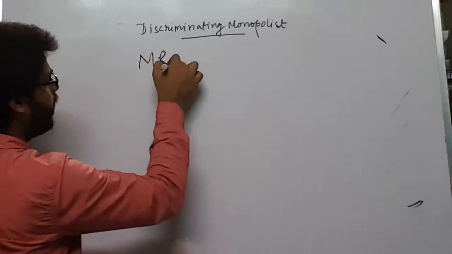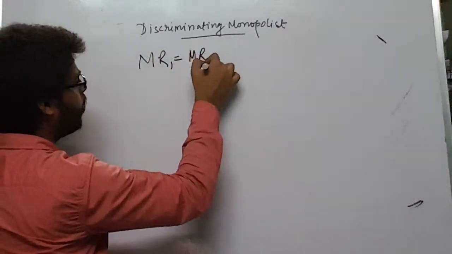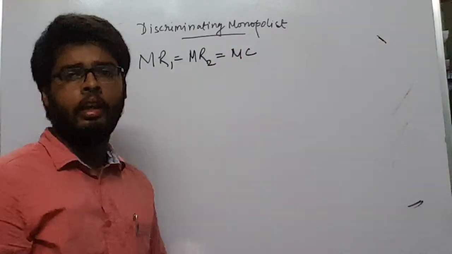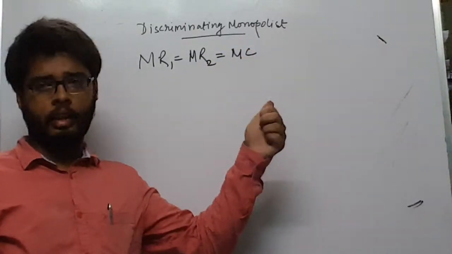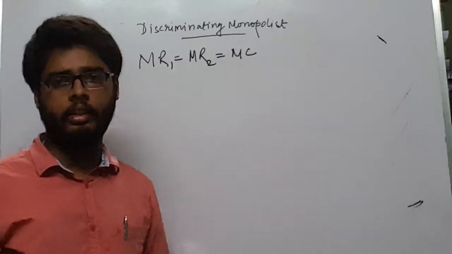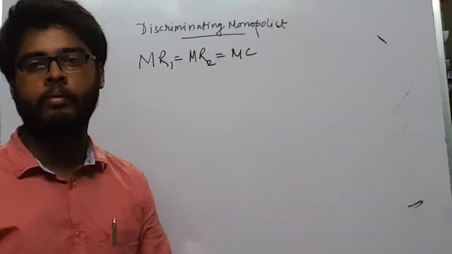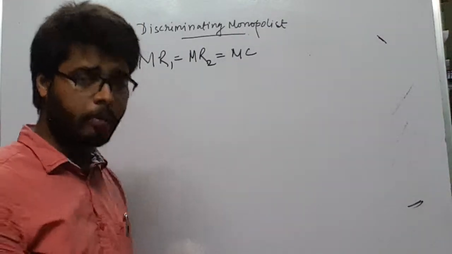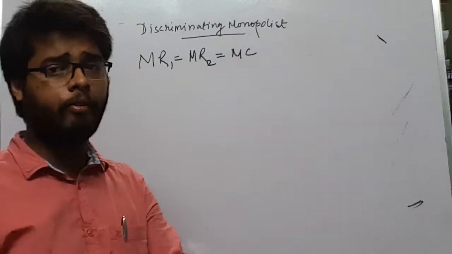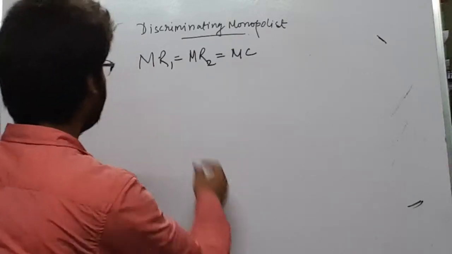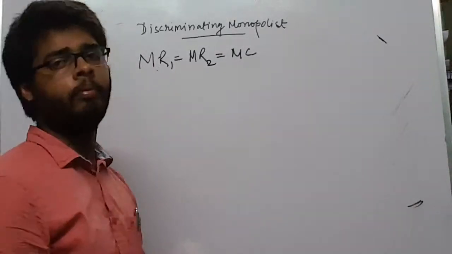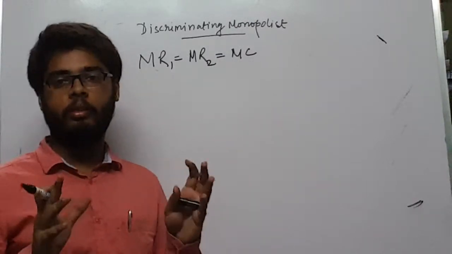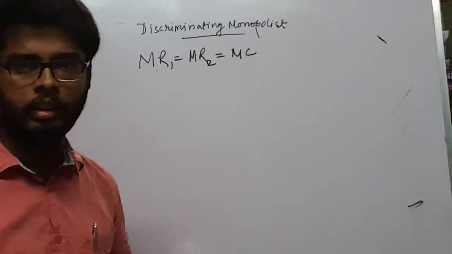Simply writing MR1 equal to MR2 equal to MC does not mean that the price in both the markets where the monopolist is selling his good will be the same. No. The price may differ, because if you remember in our previous video, we found the relation between marginal revenue, price and price elasticity.